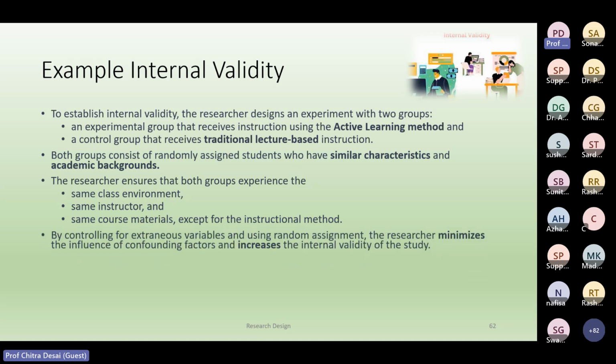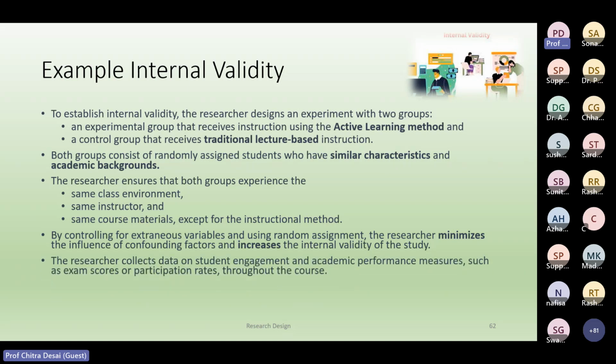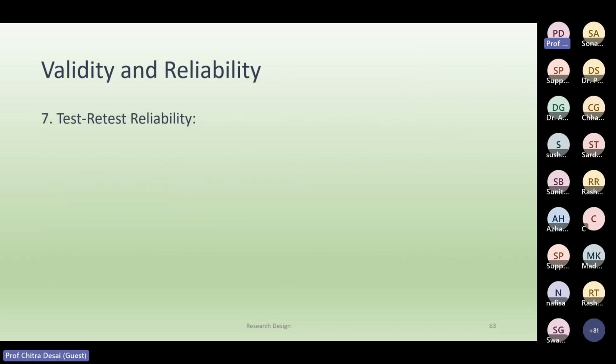Now by controlling the extraneous variables using random assignment, the researcher is minimizing the influence of the confounding factors, and is increasing the internal validity of the study. So this statement itself helps us to understand what we mean by internal validity. Now to achieve that, the researcher will start collecting data on student engagement, their performance, exam scores, and participation throughout the course.